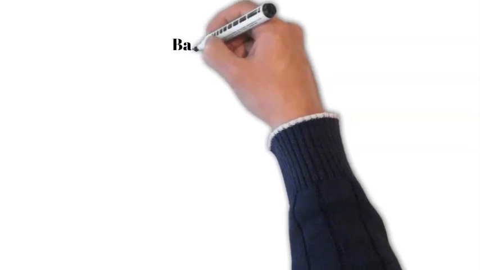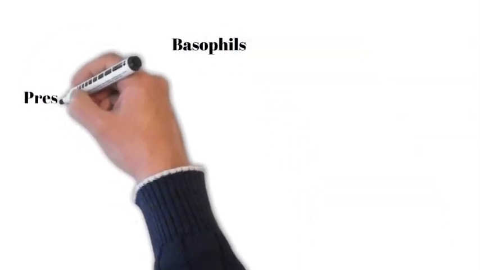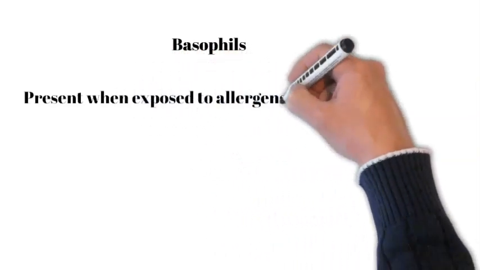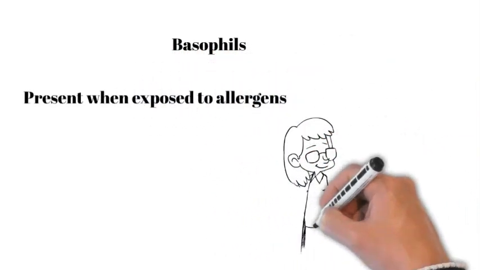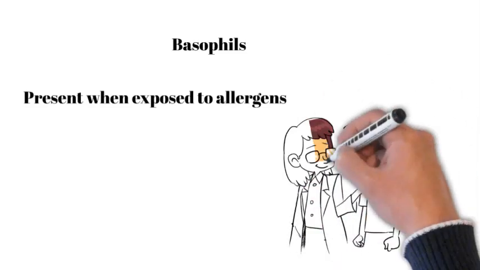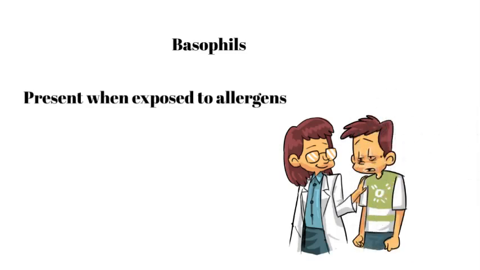Basophils are a type of white blood cell that plays a role in allergic reactions. When the body encounters an allergen, such as pollen or pet dander, basophils are activated and release chemicals, such as histamine, that cause the symptoms of an allergic reaction, such as itching, swelling, and inflammation.